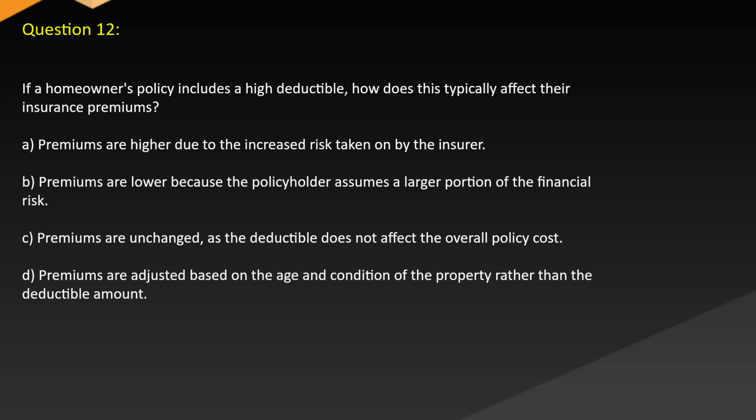Question 12. If a homeowner's policy includes a high deductible, how does this typically affect their insurance premiums? A. Premiums are higher due to the increased risk taken on by the insurer. B. Premiums are lower because the policyholder assumes a larger portion of the financial risk. C. Premiums are unchanged as the deductible does not affect the overall policy cost. D. Premiums are adjusted based on the age and condition of the property rather than the deductible amount.